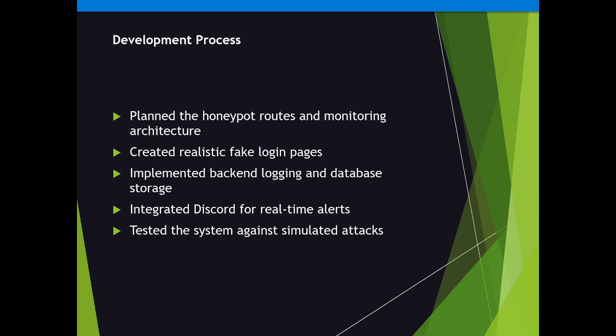The development process was pretty quick. First, I got the idea because there was some suspicious activity on my site. So I planned the honeypot routes and the monitoring architecture based on what I was seeing from the analytics I already had on the site. Then I created realistic fake login pages to lure the attackers in. Then I implemented backend logging and database storage. That was the hardest part of this whole project. Finally, I integrated the Discord API webhooks and the real-time alerts, and then I tested the system against simulated attacks.